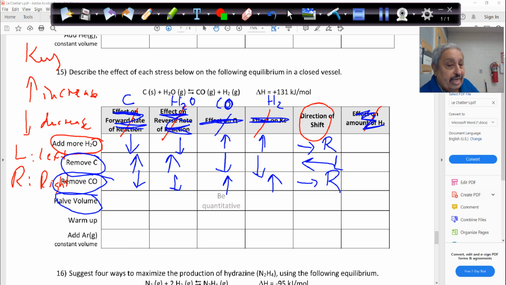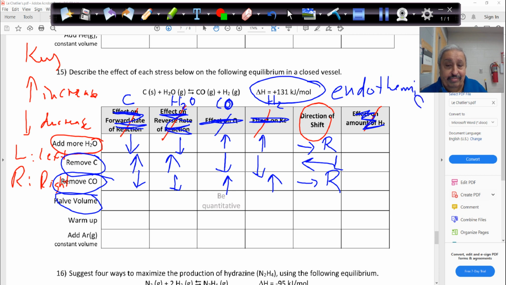Now, you are warming up. Where will be the shift? First of all, what type of reaction is this? Exo or endothermic? This is positive, so this is endo, correct? Endo is gaining heat. So if I add heat from outside, heat should be written here on the left, that's endothermic. If you heat up, the shift will be which way? To the right. If you heat up, warm up, it will be to the right.